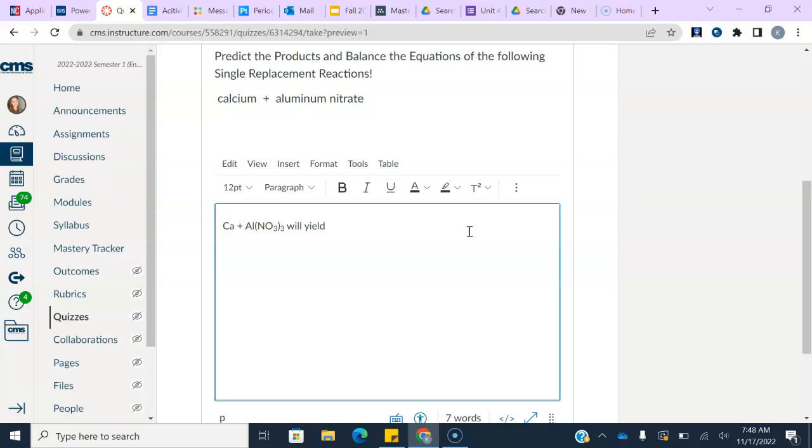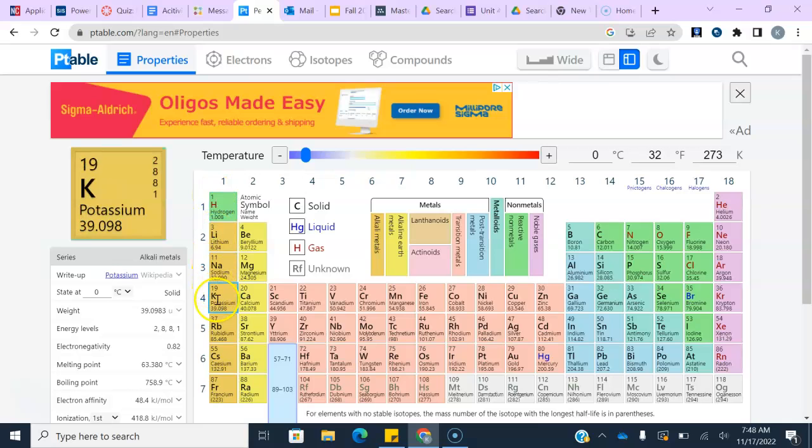And then so we need our products. Okay, so in a single replacement, like will replace like. So the calcium will replace the aluminum and they'll switch around. So on the right-hand side of the equation, we will now have aluminum by itself, plus we'll have calcium nitrate now. Now, calcium, if we go to our periodic table, is a 2 plus because he's in the second group. So family 2, so he's a 2 plus cation.